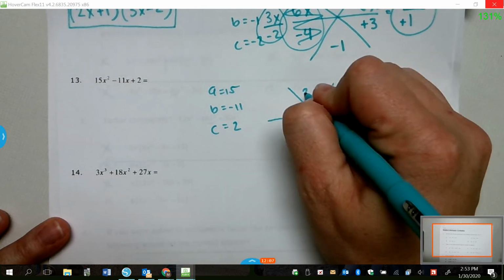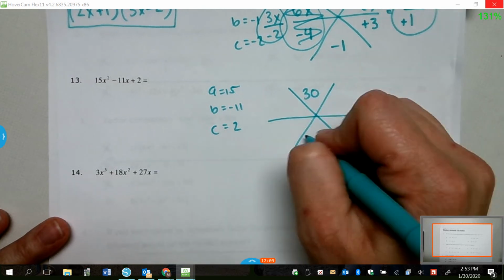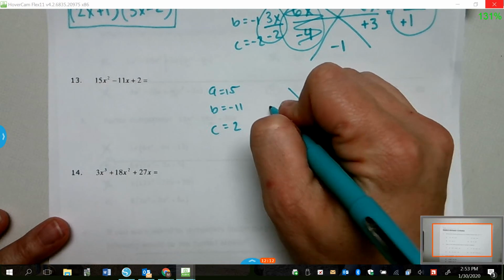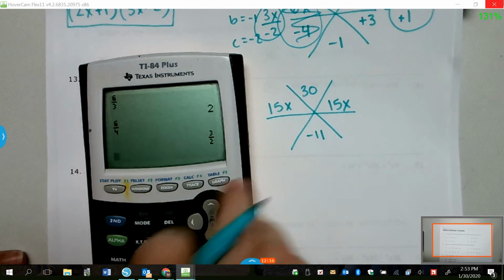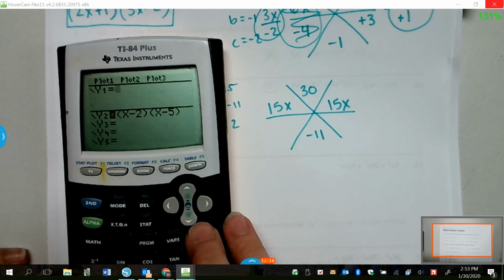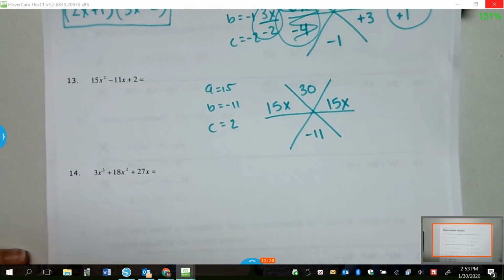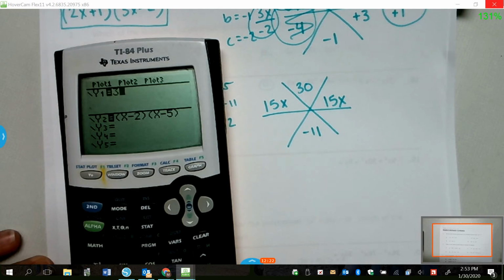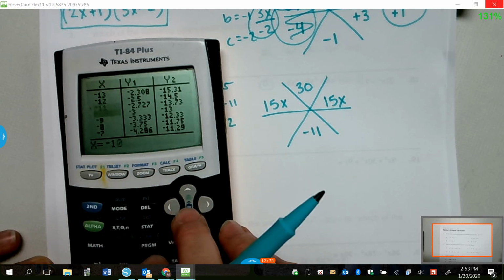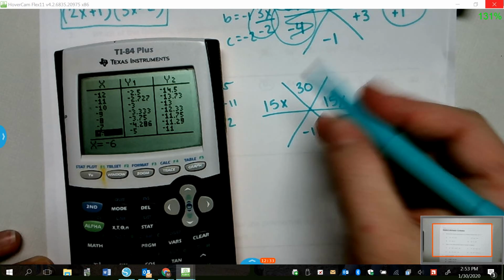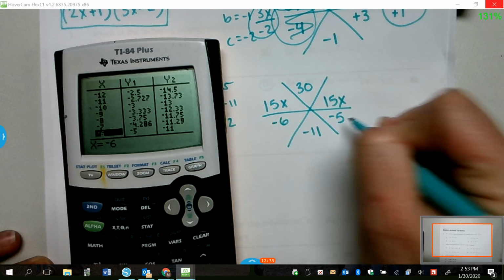15 times 2 is 30. B is negative 11. A is 15, so 15x, 15x. So what multiplies to give you 30 but adds to give you negative 11? Let's do it in the calculator. 30 divide x, 30 divide x plus x. And I'm looking for negative 11. Look, right here. So negative 6, negative 5.